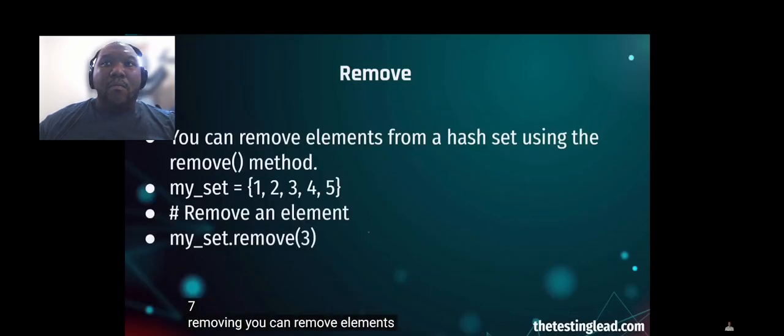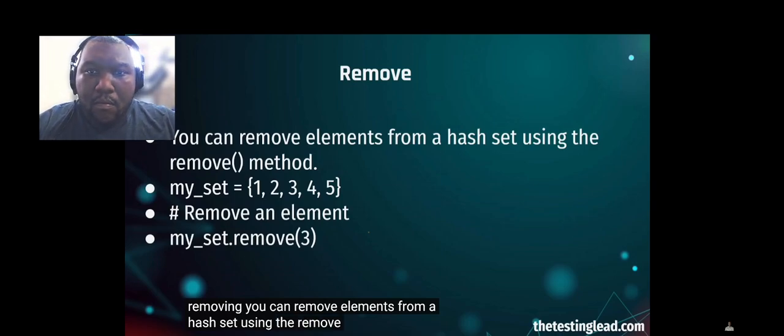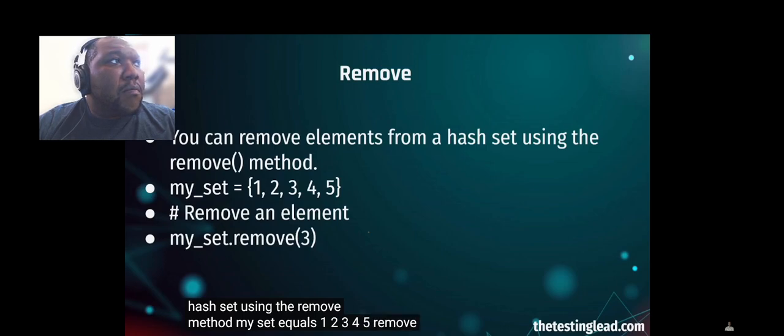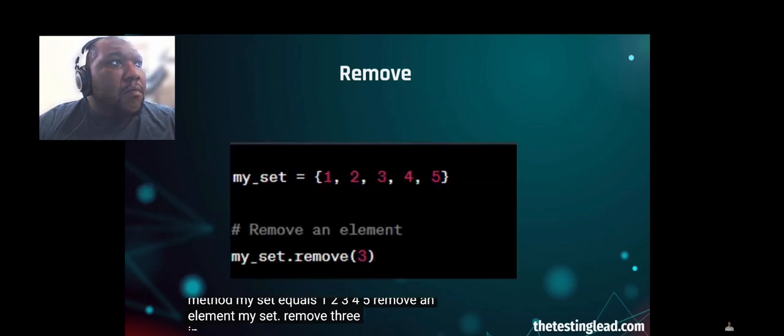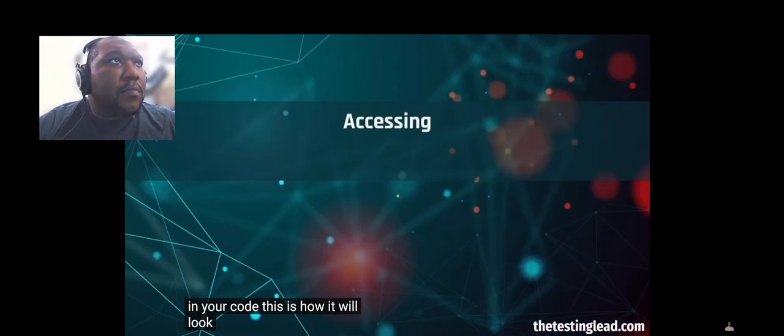Removing. You can remove elements from a hash set using the remove method. my_set = {1, 2, 3, 4, 5}. Remove an element: my_set.remove(3). In your code, this is how it will look. Accessing.